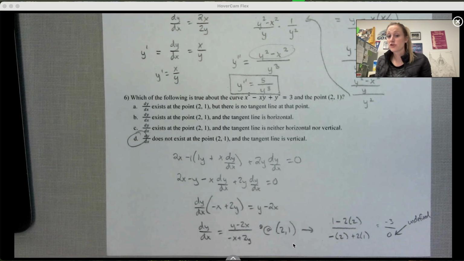That is the option that is true based on what we found about the derivative and the slope of the tangent line. All right, that's it for 3.2.